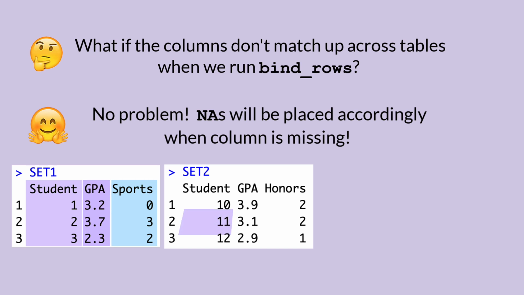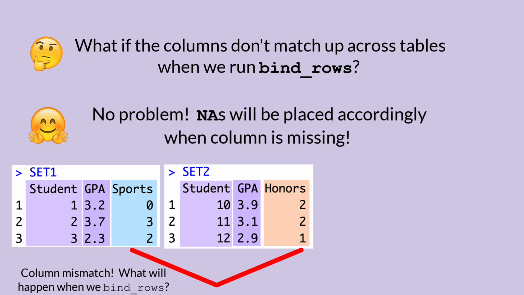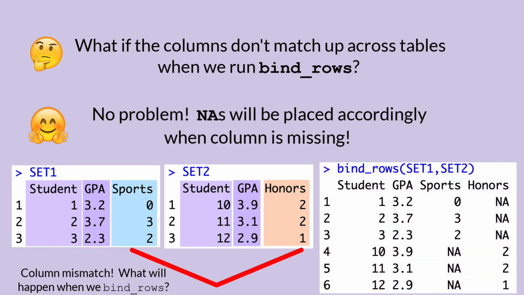Data set 2, 3 other students, their GPAs, but then the number of honors classes that they've taken. We have a column mismatch here because the columns in set 1 aren't quite the same as the columns in set 2. But if we run this through bind rows, it'll figure out what to do. So it'll still stack those 2 data sets on top of each other, and it'll just put NAs into the sports and honors column appropriately when it couldn't find entries in that column in one of the data frames.